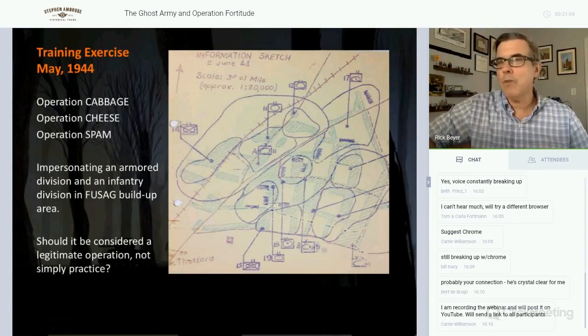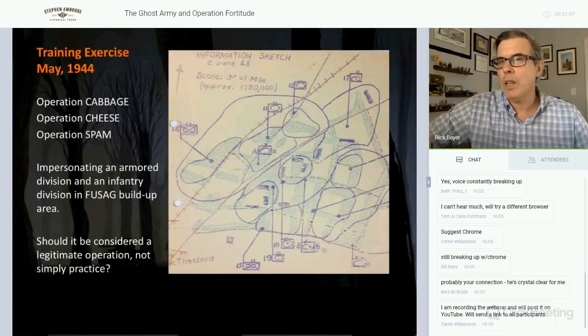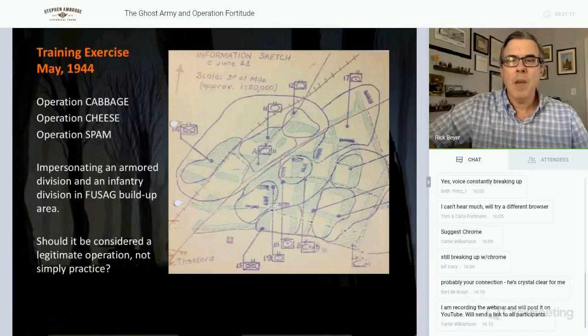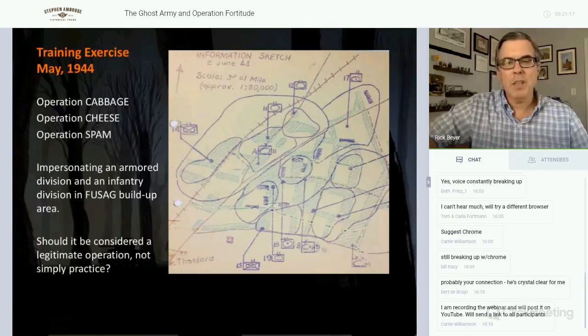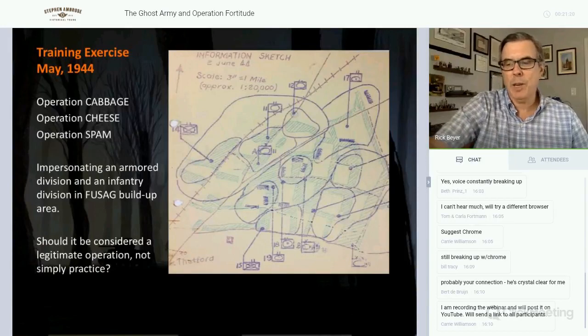I certainly don't think they were fooling a lot of Germans at that point. There wasn't a lot of German aerial reconnaissance there at that time. But it ended up, of course, being done in the area where we wanted the Germans to think there was a buildup, so it played a small part in it.